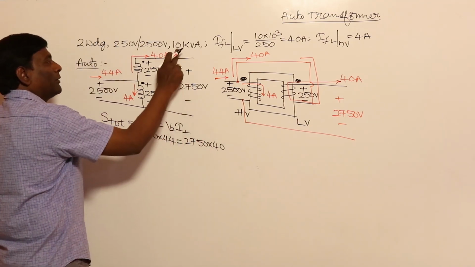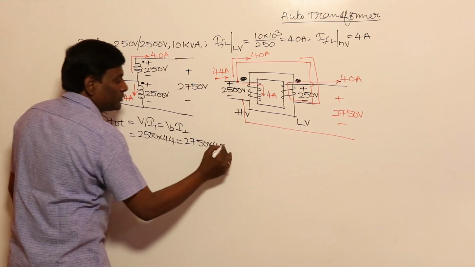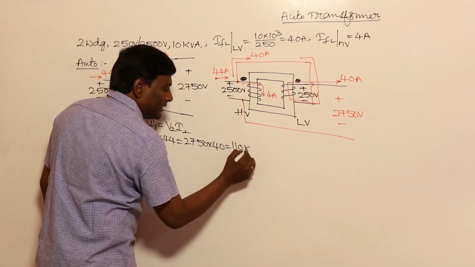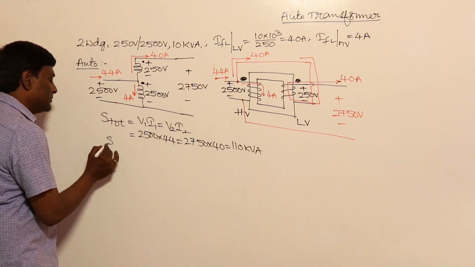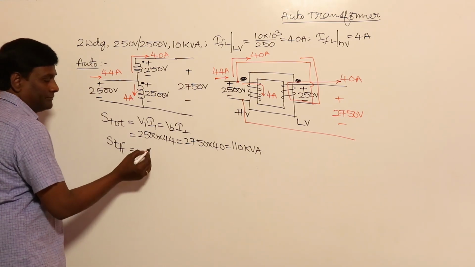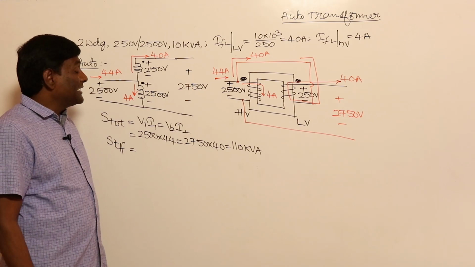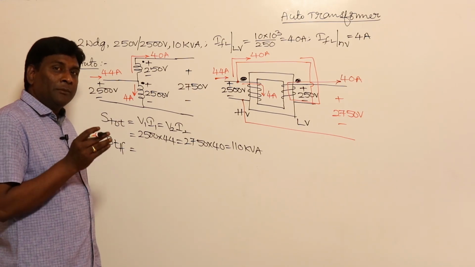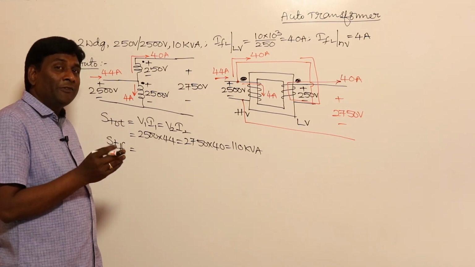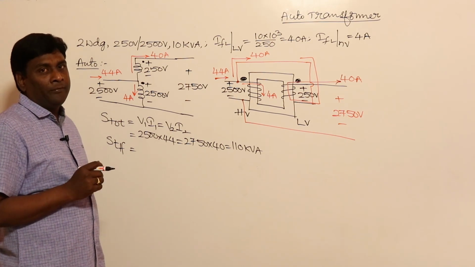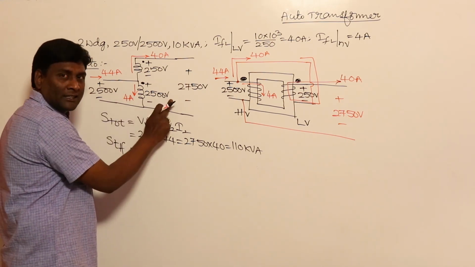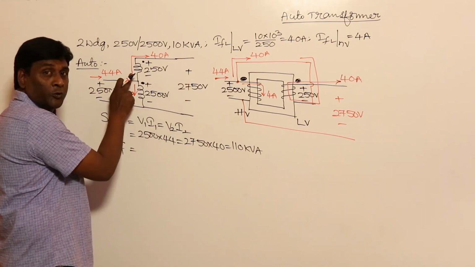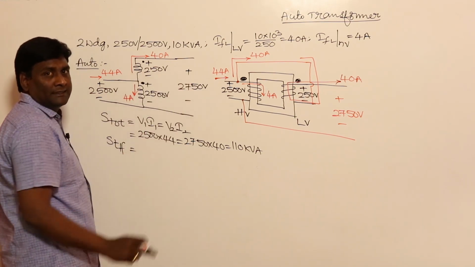Okay, so total power output equal to total power input is going to be 110 kVA. Right, now let us calculate S by transformer action. S by transformer action is nothing but the total power handling capacity of either separate winding or combined winding. Now where is combined? 2500 is combined between primary and secondary. And what is separate? 250 volts is going to be separate to secondary only.